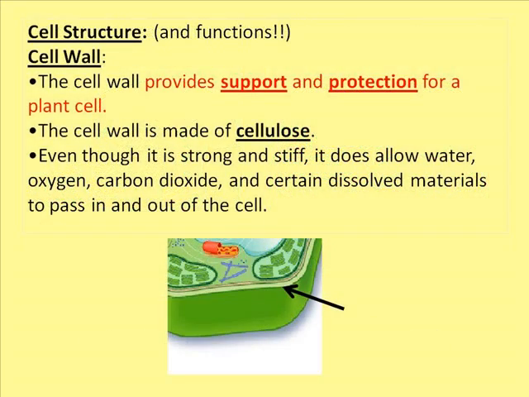So we're going to start on the very outside of the cell. And we're going to start with just the plant cell, because you can see just the plant cell picture at the bottom. Around the outside of the plant cell is a cell wall, and it provides support and protection for the plant cell.